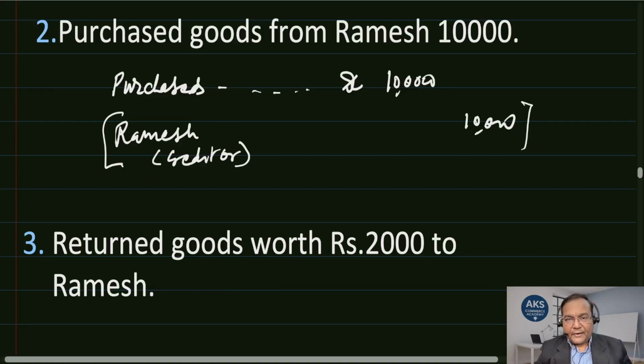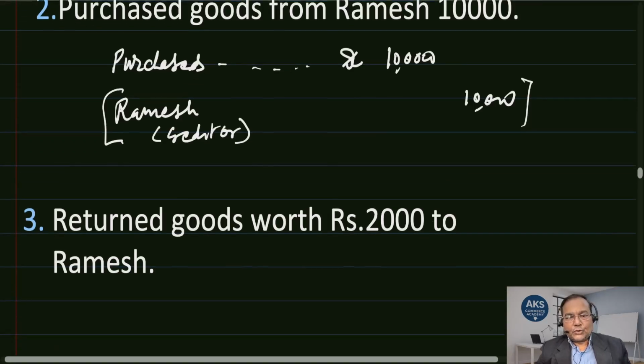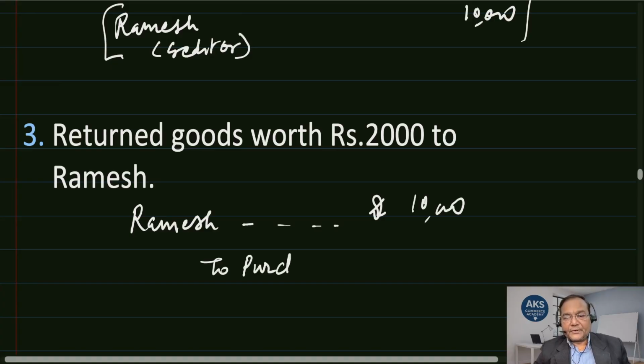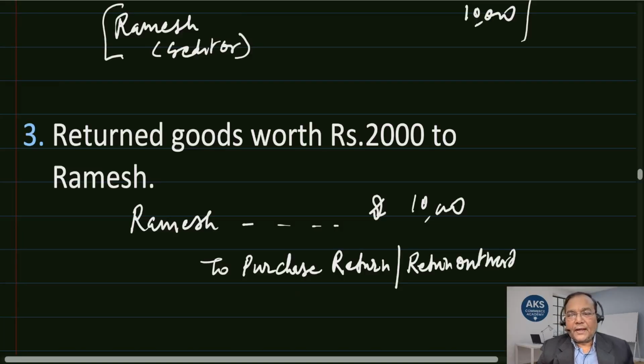Now, when we are returning goods, there is to that extent a reduction in the creditor's value. So what we will do is debit Ramesh account, and credit purchase return, or we also call it return outward.